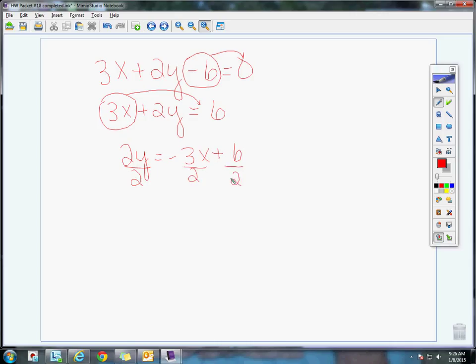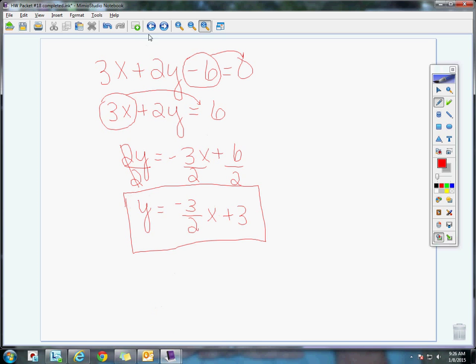So 2 divided by 2 is just 1, so I have 1y. If you're not sure, you can type in your calculator -3 divided by 2 and hit math and enter. That will reduce this fraction for you, and if you do that, it should just come out to -3 divided by 2. Don't forget your x, and then 6 divided by 2 again is 3. So our final answer is y equals -3 divided by 2 times x plus 3.